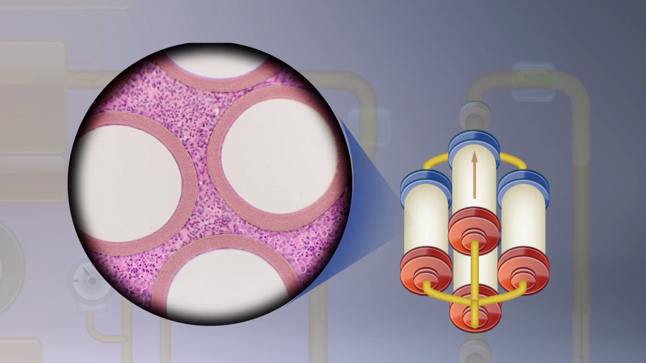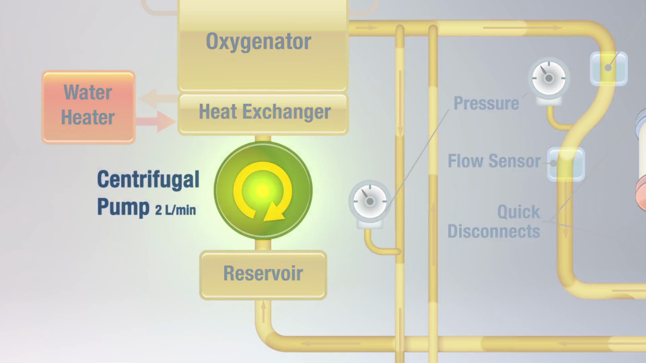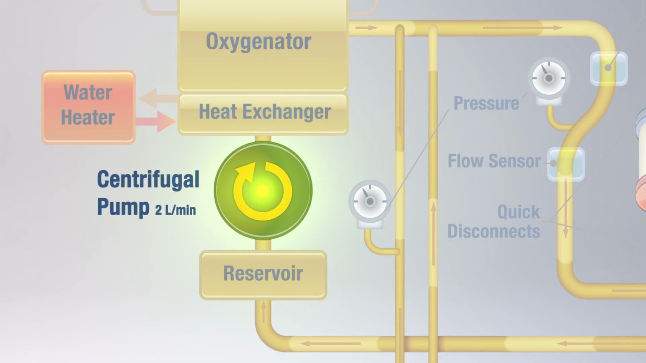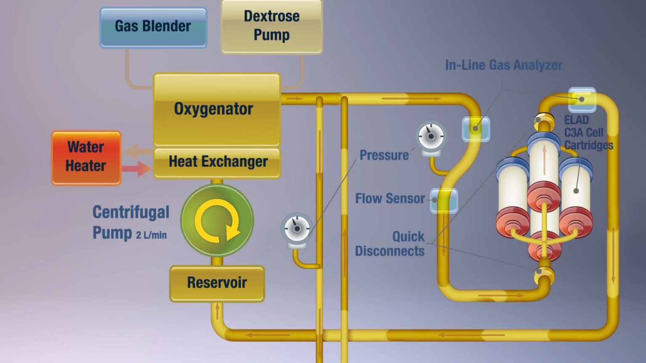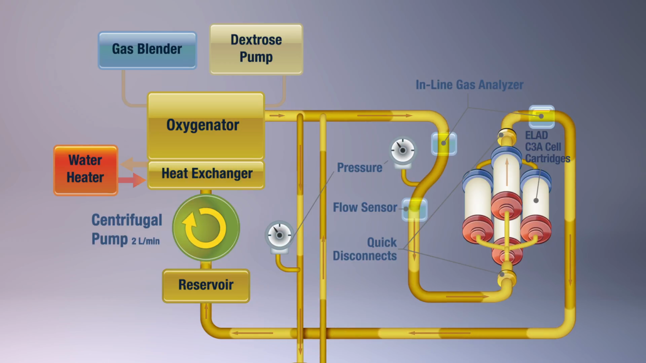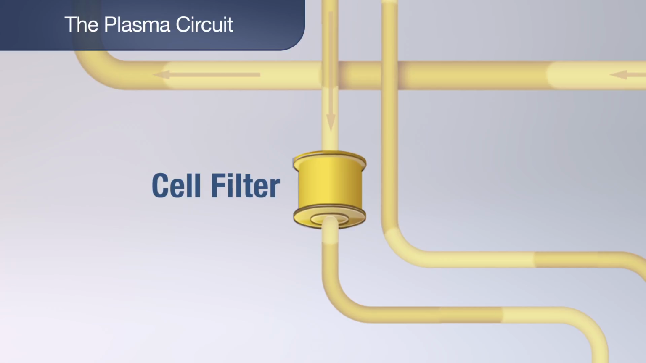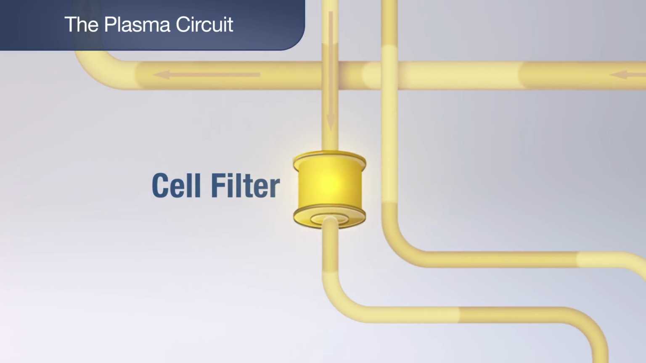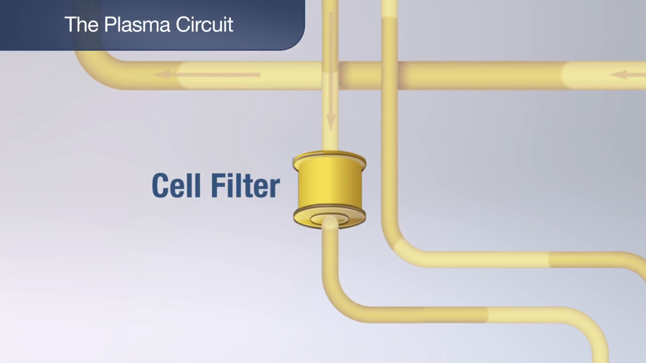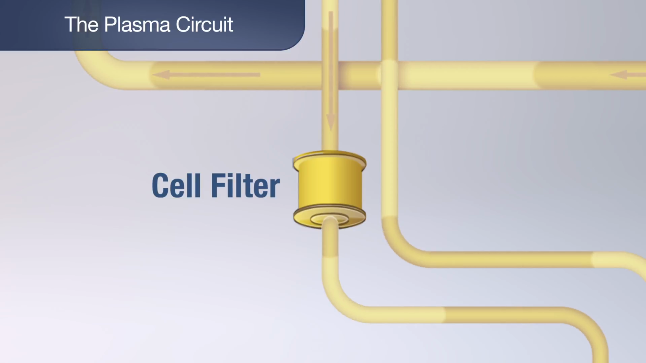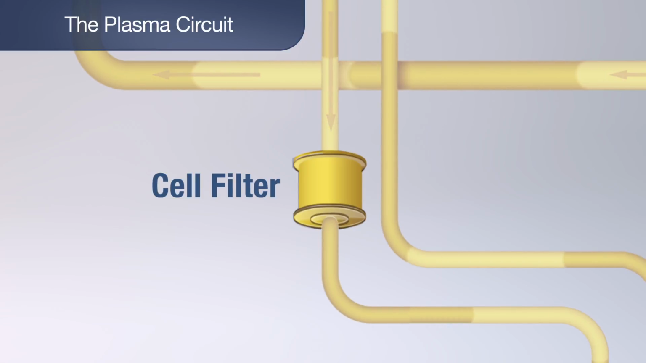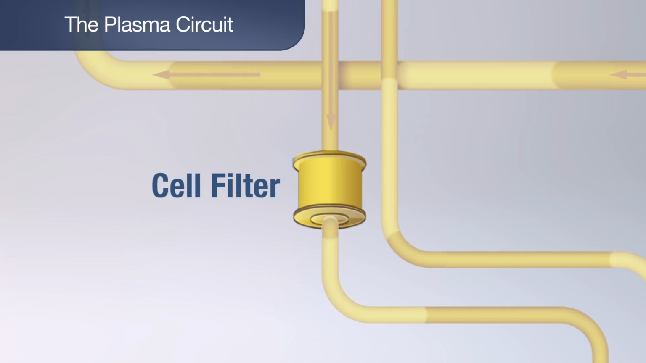The patient's ultrafiltrated plasma is treated by our VTL-C3A cells in a single session of continuous therapy lasting between 3 and 10 days. A centrifugal pump circulates the plasma ultrafiltrate at 2 liters per minute, allowing multiple passes through the cartridges before being returned to the patient's bloodline. Treated plasma ultrafiltrate is then sent through a cell filter. The treated ultrafiltrated plasma is recombined with the patient's blood, and then the blood is returned back to the patient via the central venous catheter.